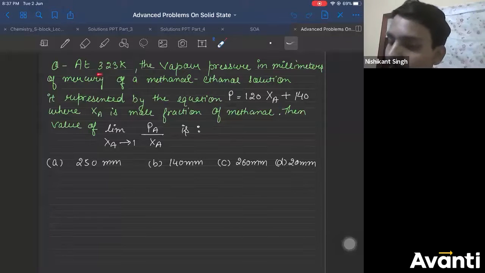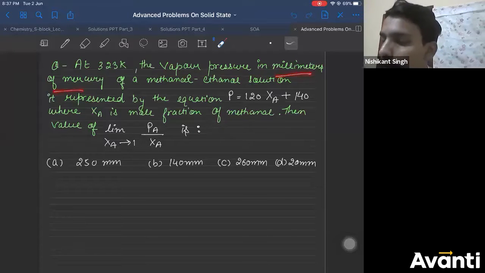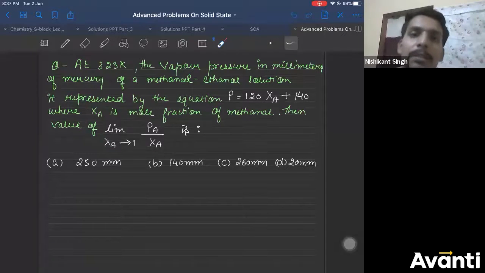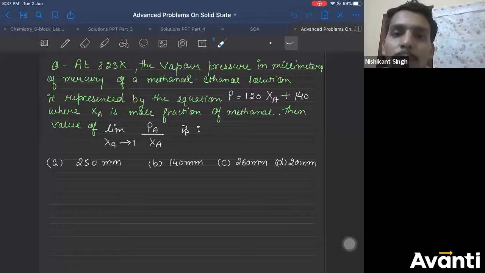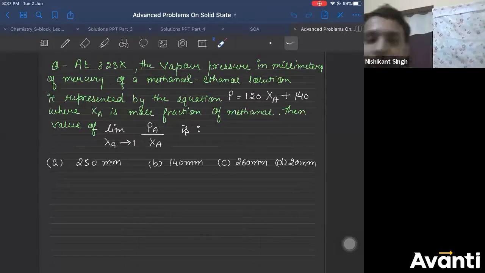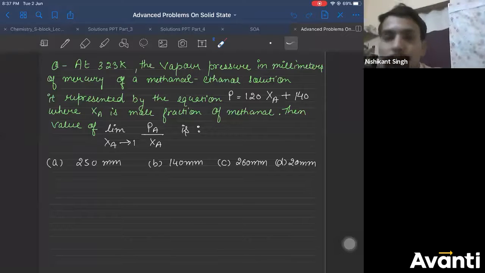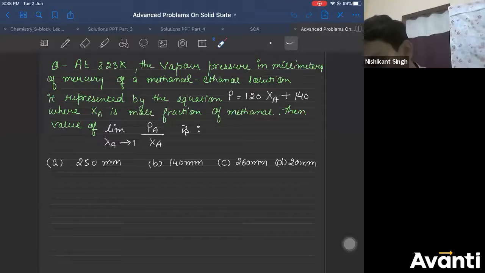At 323 Kelvin, this is from Raoult's law. At 323 Kelvin, vapor pressure in millimeters of mercury of methanol-ethanol solution is represented by this equation, where XA is the mole fraction of methanol. Then find the value of limit XA tends to 1, PA by XA. What is the correct answer? You have to apply the limits and solve this. I hope all of you remember limits. This is an easy one, not tough. Should not take much time.